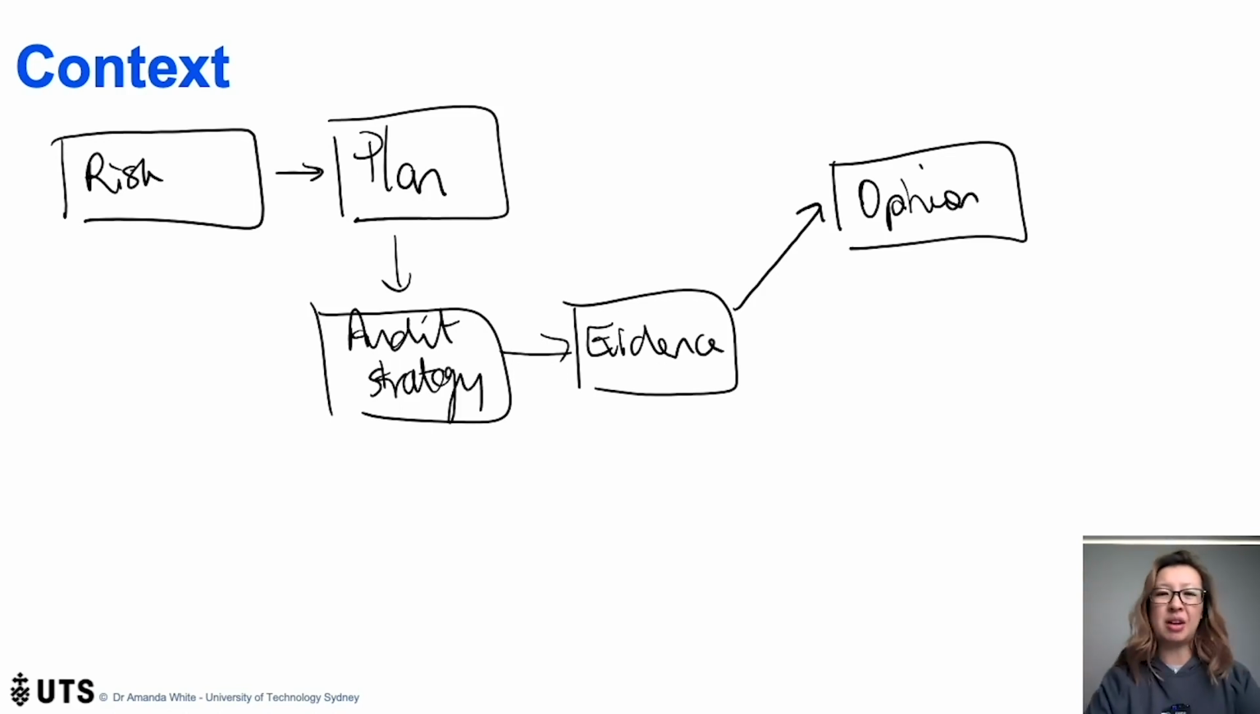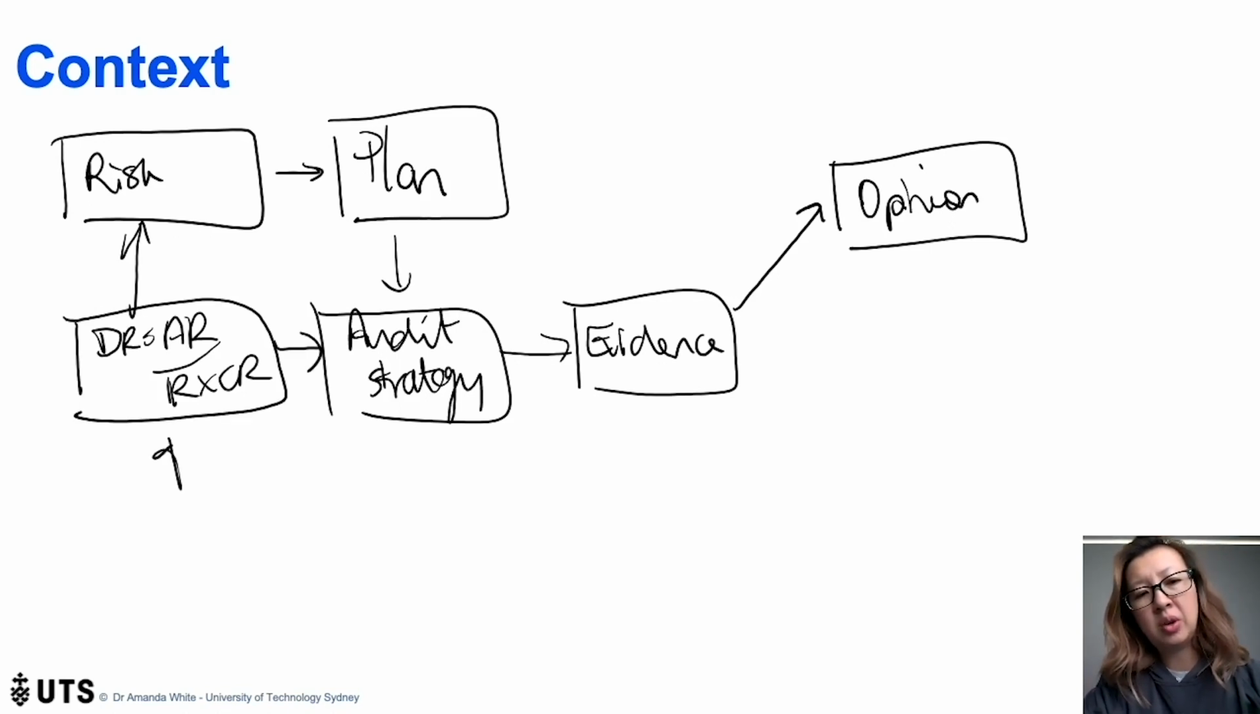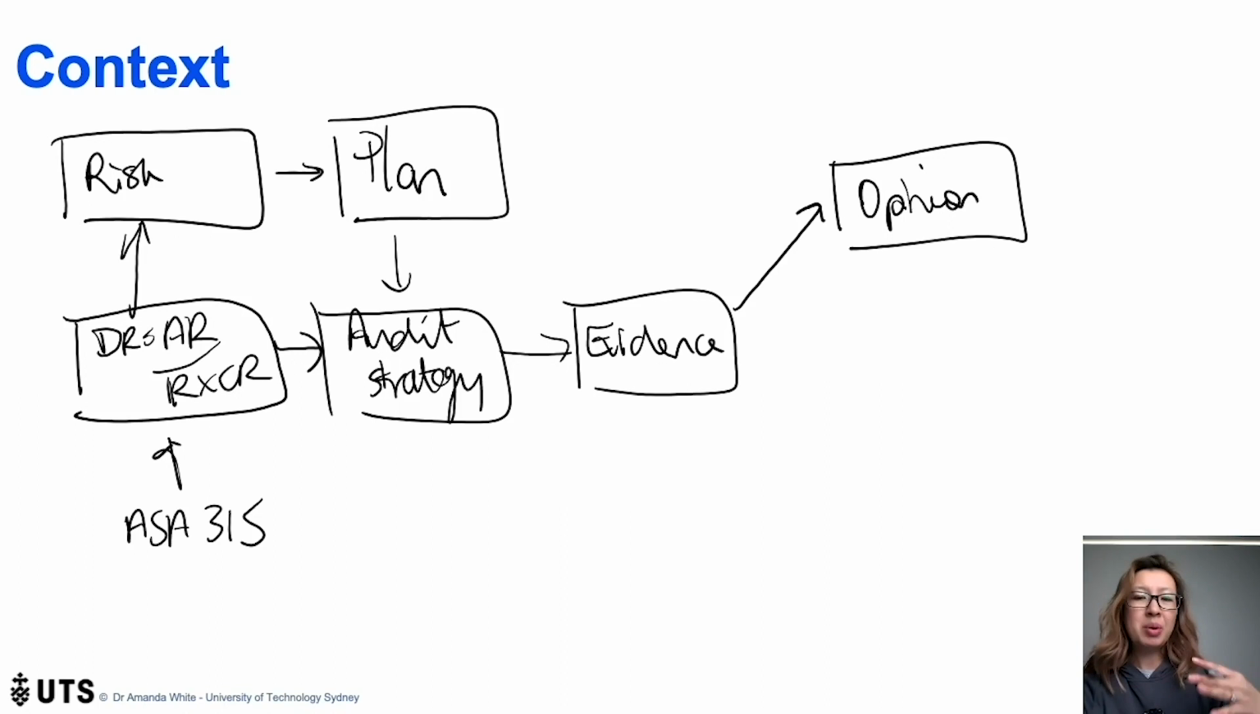And there's lots of other stuff that fills in here, in terms of risk. We know that we need to have our audit risk model, and to be able to implement that audit risk model, we know that we need to follow ASA 315 and understand the client. But what we haven't talked about is that there's a whole lot of steps that happen in between: we've got our evidence and we need to generate our opinion.